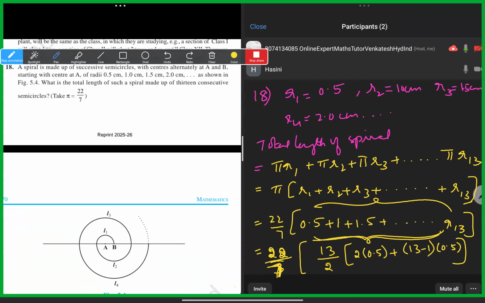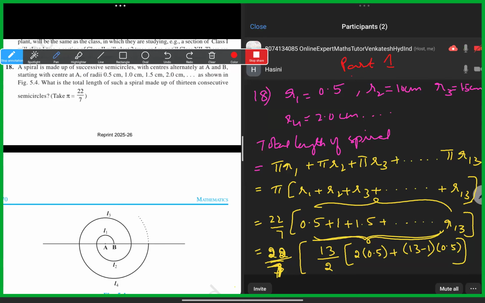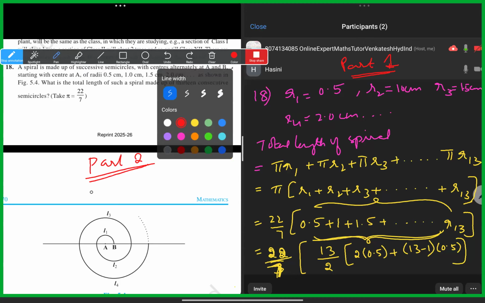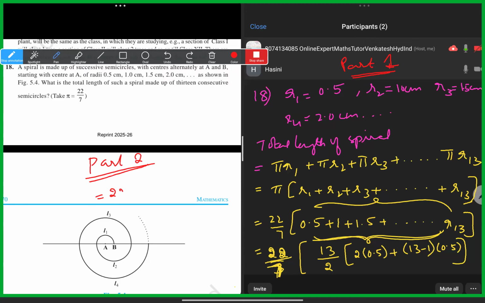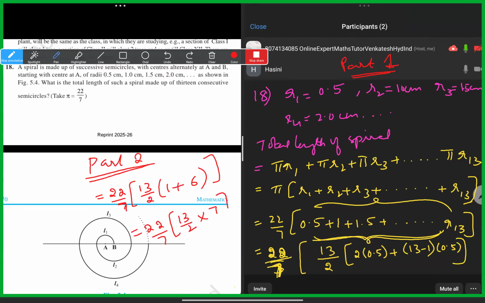Any doubt, Hasni? No, sir. Now this inside part simplification I am continuing here. So what is the next step? 22/7 into 13/2, 2 into 0.5 is 1. Then 1 plus 13 minus 1, which is 12, into 0.5, which is 6. So 22/7 into 13/2 into 1 plus 6, which is 7.